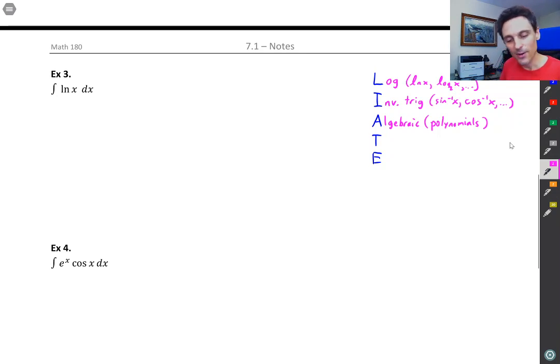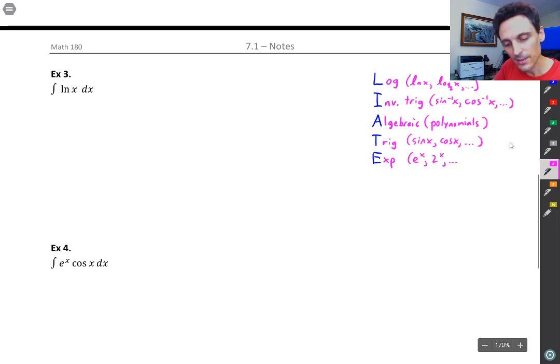Then the last two are actually equally bad, trig functions and exponentials. Trig functions would be like the regular sine, cosine, and things like that. Those are bad because when you let u equal those trig functions, when you keep taking derivatives, they don't really get any simpler. Also, exponential functions, the same thing happens. This is like e to the x, 2 to the x, and so on. All of these are good choices for u.